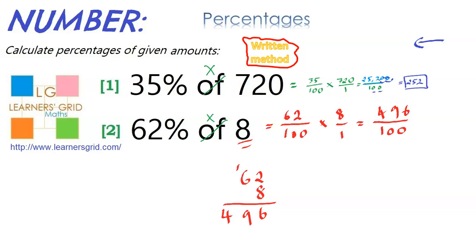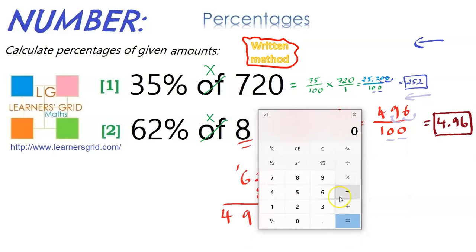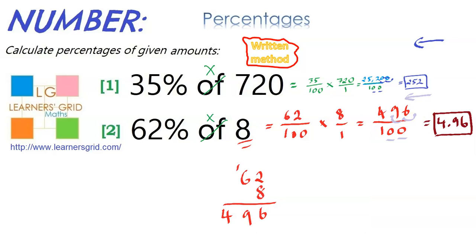And all I need to do is put a decimal point in and move the decimal point 2 places, because that's how many zeros there are in 100, and the decimal point has to go to the left. So I'm making 496 a little bit smaller in value. So 1, 2, and there we go. The answer to that one is 4.96, and that's the final answer. Let's check. So we bring in our calculator. 62 times 8% equals 4.96, and that's correct.